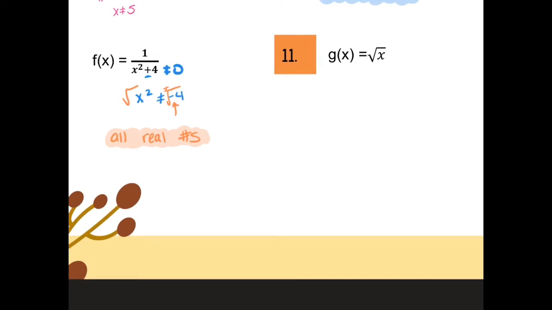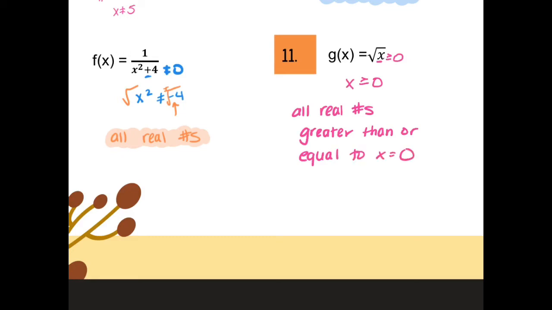Number 11 is our first one with a square root. So we did this with an example, but remember, if there's a square root, that whatever's underneath it has to be greater than or equal to 0. There's nothing to solve for there, so I would just say x has to be greater than or equal to 0. In words, this would be all real numbers greater than or equal to x equals 0.